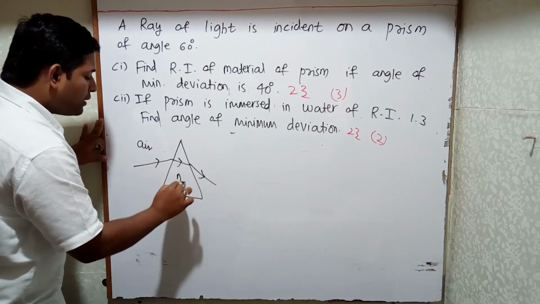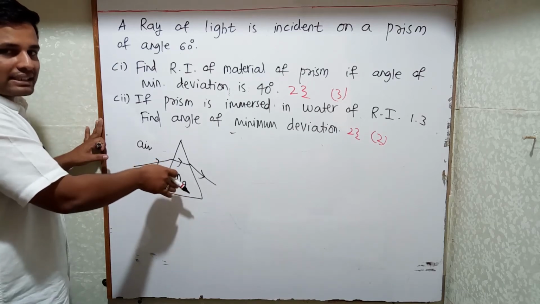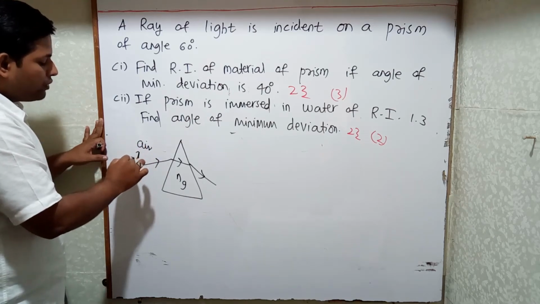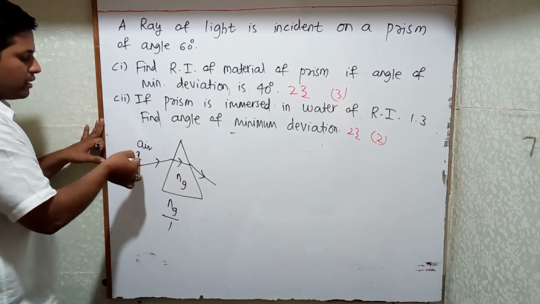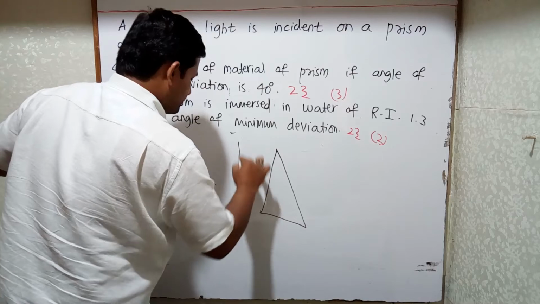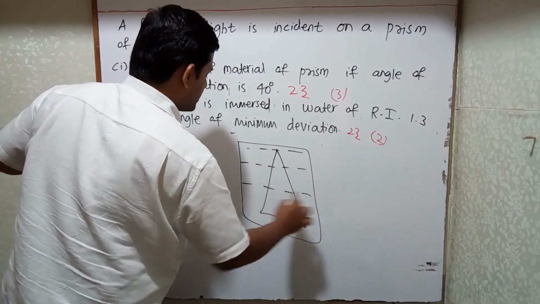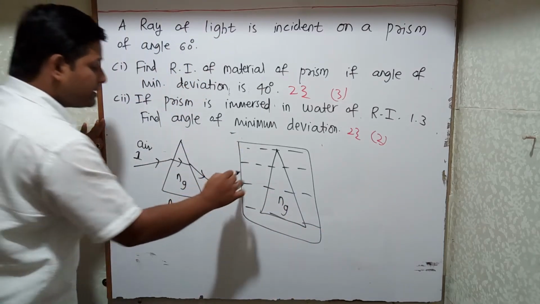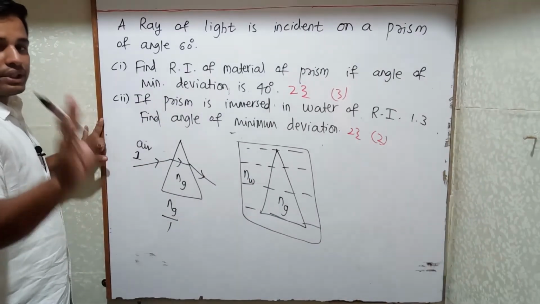Now, whatever I have calculated, what was that? That was the refractive index of the prism, glass, relative to air. What is the refractive index of air? 1, no? So it will become Ng divided by 1. But now the prism is in water. Try to understand this. Its refractive index will be Ng only, but what is the refractive index of water? It's not going to be 1.